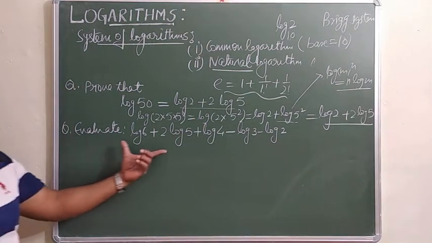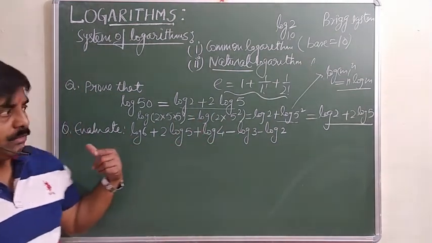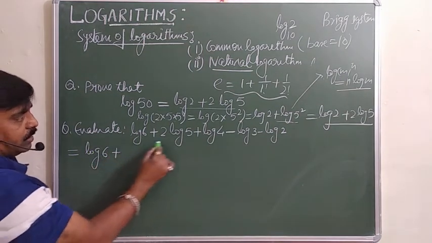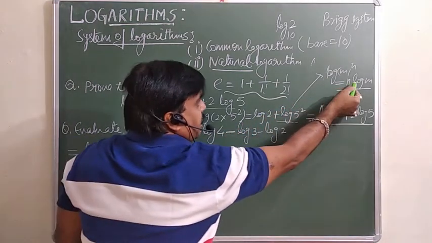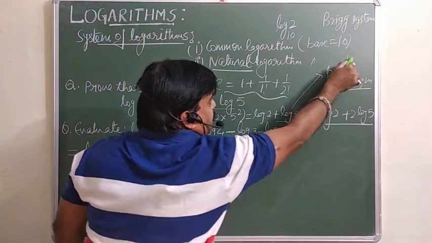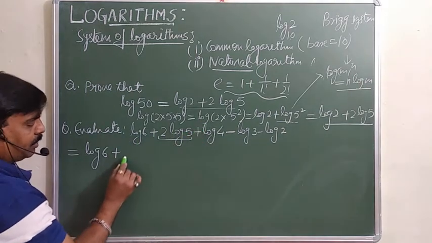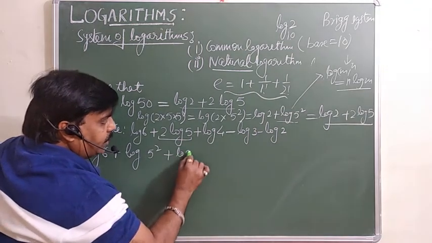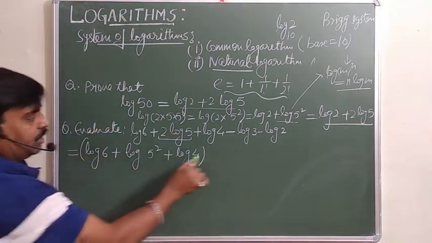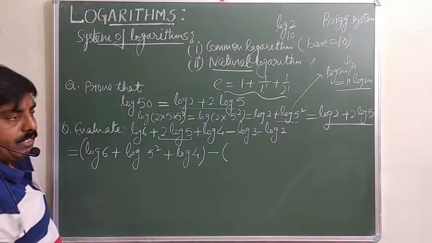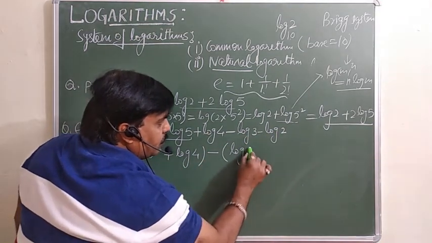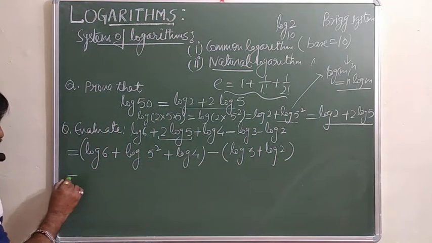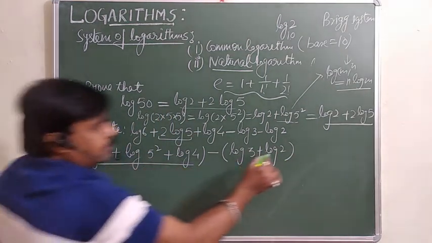Now one more question is there. He is saying you are supposed to evaluate this one. So see now, this is log 6, keep as it is, plus this can be written by using this one: if n log m is there, that can be written as log m raised to power n. So this can be written as log 5 raised to power 2, plus log 4 as it is, and you can keep this in a bracket. From here you can take the minus common, because both are negative. It will become log 3 plus log 2.